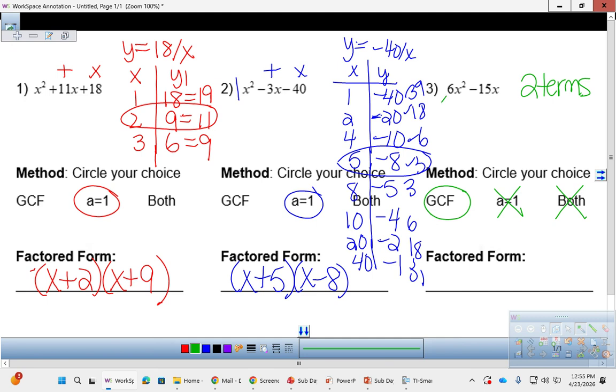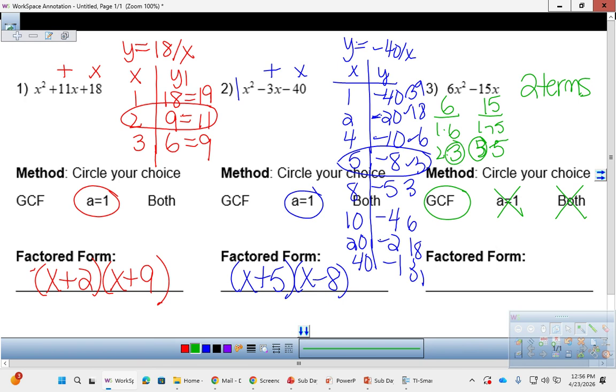By hand, I could think of the numbers that multiply up to 6. 1 times 6, 2 times 3, and that's it. And I can think of the numbers that multiply to 15. 1 times 15, 3 times 5, and that's it. And I can compare those two lists and see what they have in common. They both have a 3. So that's one way to do it.